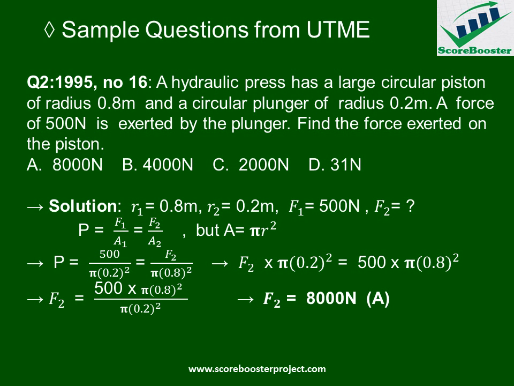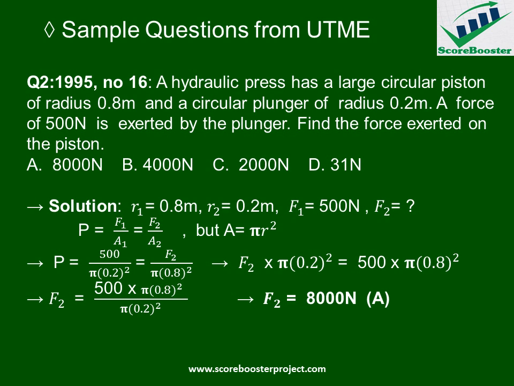The next question we shall be considering comes from 1995, question 16, and the question goes thus: a hydraulic press has a large circular piston of radius 0.8 meter and a circular plunger of radius 0.2 meter. A force of 500 Newton is exerted by the plunger. Find the force exerted on the piston. We have option A to be 8000 Newton, option B to be 4000 Newton, option C to be 2000 Newton, option D to be 31 Newton.